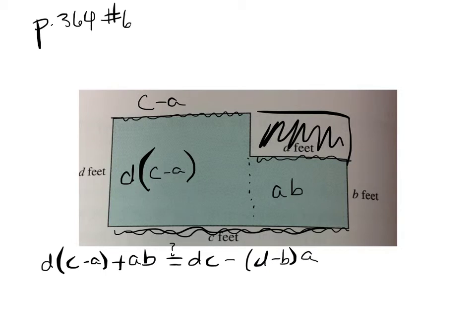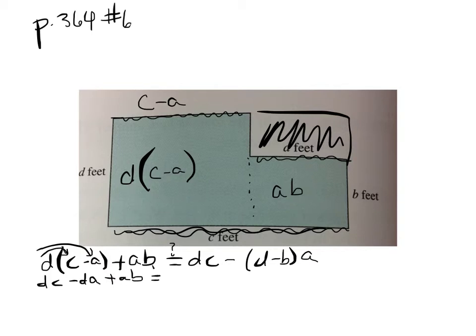So to show that the left side and the right side are equal, somebody suggested putting in numbers, or number values, for A, B, C, and D, and that is a fine way to do it. You've got to be careful of numbers like 0 or 1, because they have some special or unique properties. Or you could do a little algebra. You could distribute. So this would be DC minus DA plus AB.